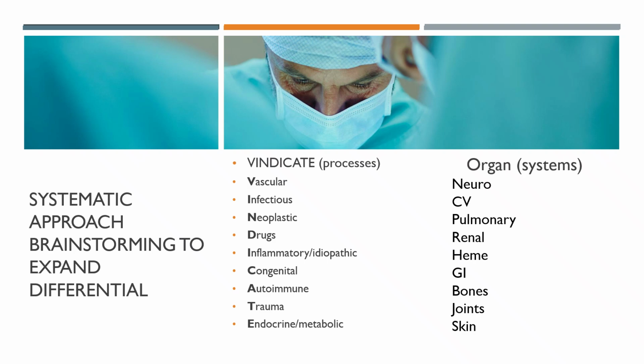So VINDICATE stands for vascular, infectious, neoplastic, drugs, inflammatory or idiopathic, congenital, autoimmune, trauma, and endocrine or metabolic. By running through each of these categories, clinicians can brainstorm possible explanations, even those that aren't immediately obvious. Another way is to think through organ systems, for example, neurologic, cardiovascular, pulmonary, renal, hematologic, gastrointestinal, bones and joints, skin. This ensures that symptoms are not dismissed too early and that diagnostic reasoning stays comprehensive.